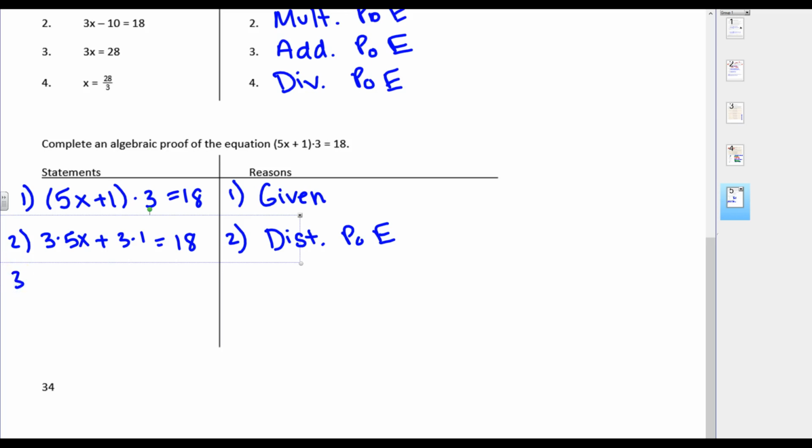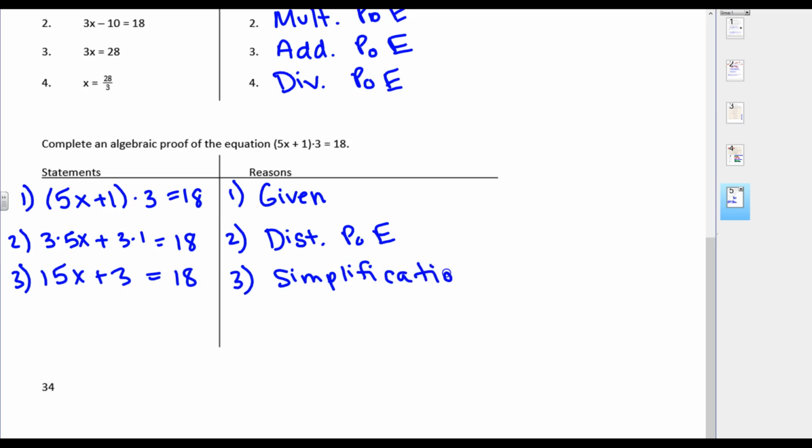Then I'm going to simplify that. So it becomes 15x plus 3 equals 18. And guys, this isn't a property of equality. I didn't actually flip anything over. So this was simply simplification, and it's not a property of equality.